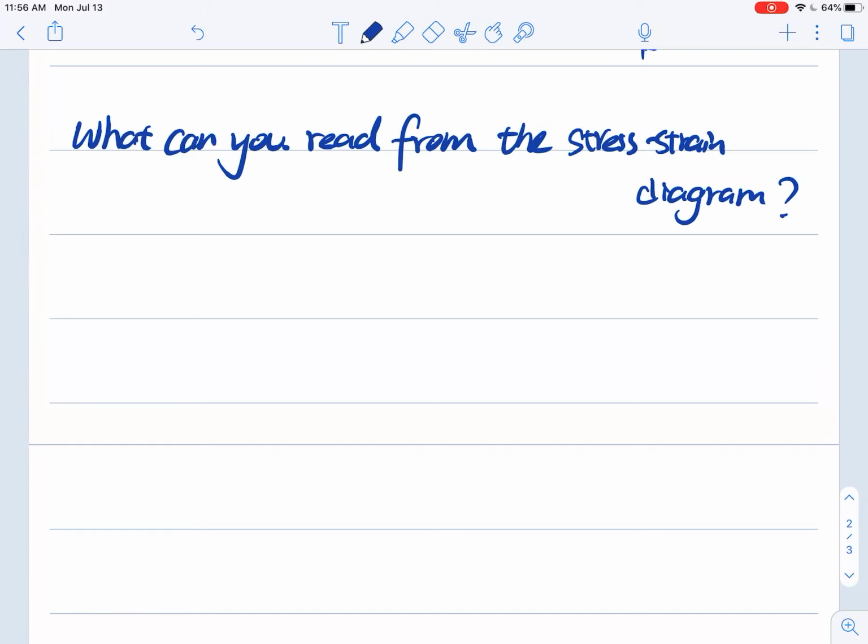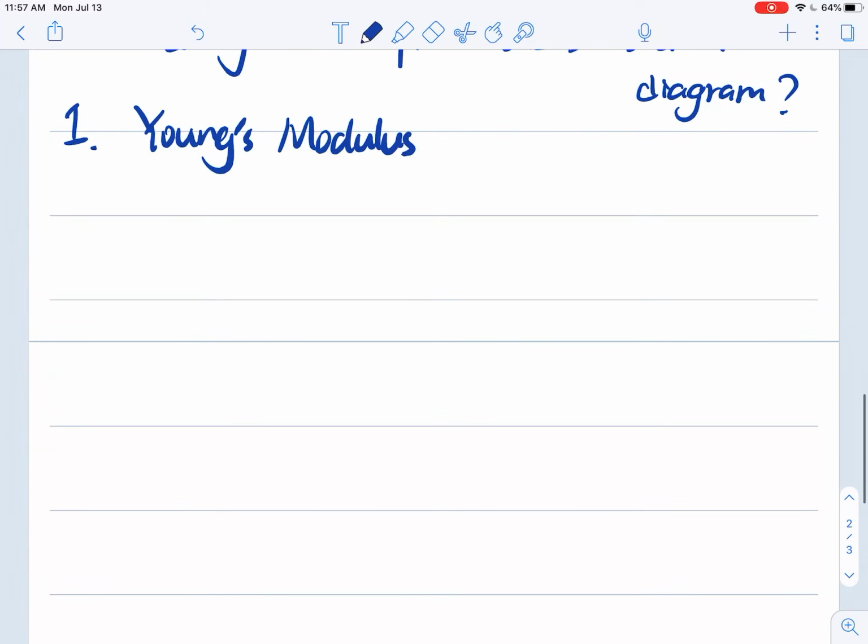Okay, the next topic, we're gonna learn what you can read from this stress strain diagram. The first information you can read from the stress strain diagram is called Young's modulus, or elastic modulus. So Young's modulus is the slope of the linear segment of the curve.